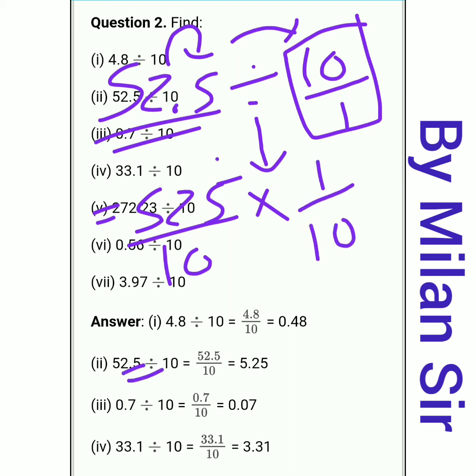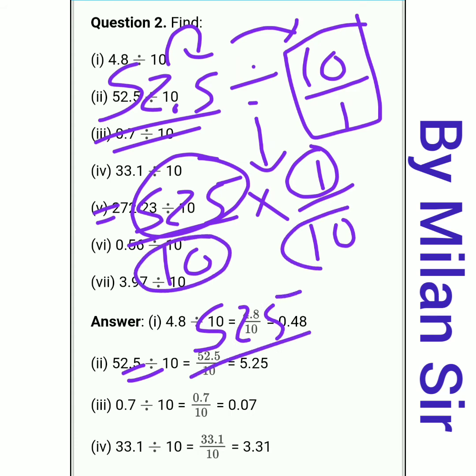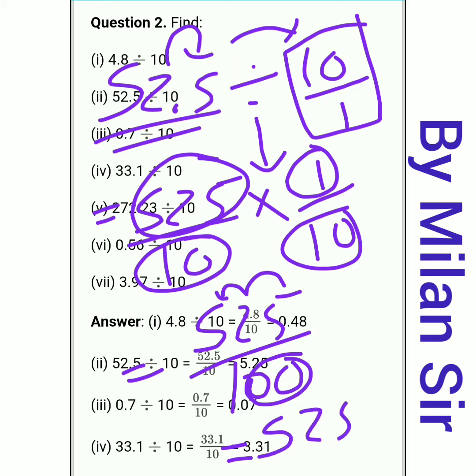Now in the numerator we do the multiplication, so 525 multiplied by 1 is 525, divided by 10 multiplied by 10, which is 100. Now in the denominator we have two zeros, so in the numerator before two digits we need to put the decimal point. Here we have 525, before two digits, that means before 2 and 5, we put the decimal point. So 5.25.